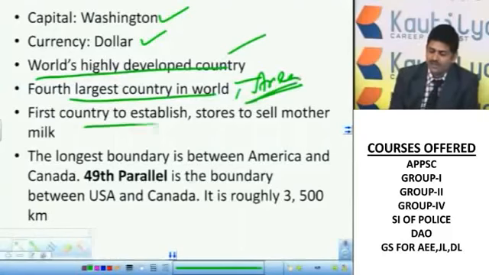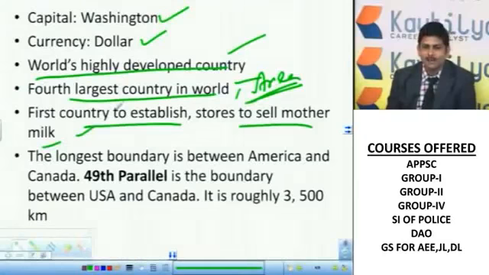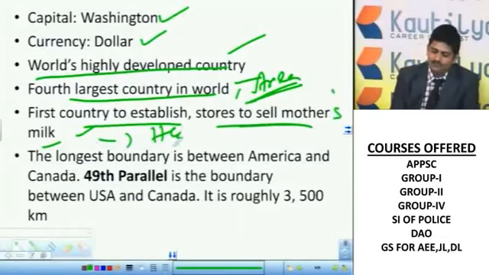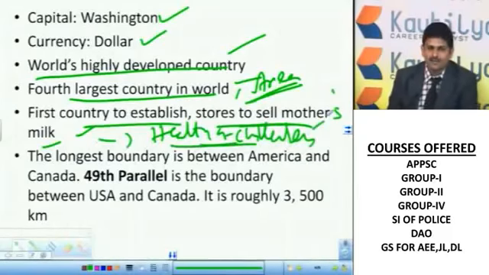It is the first country to establish stores to sell mother's milk. This bit was asked in various competitive examinations. In the world, which of the following is the first country to open stores to sell mother's milk? Actually this is to promote the health of children. Mother feeding is the best feeding, as you know, medically speaking. This is the reason this country started these stores.